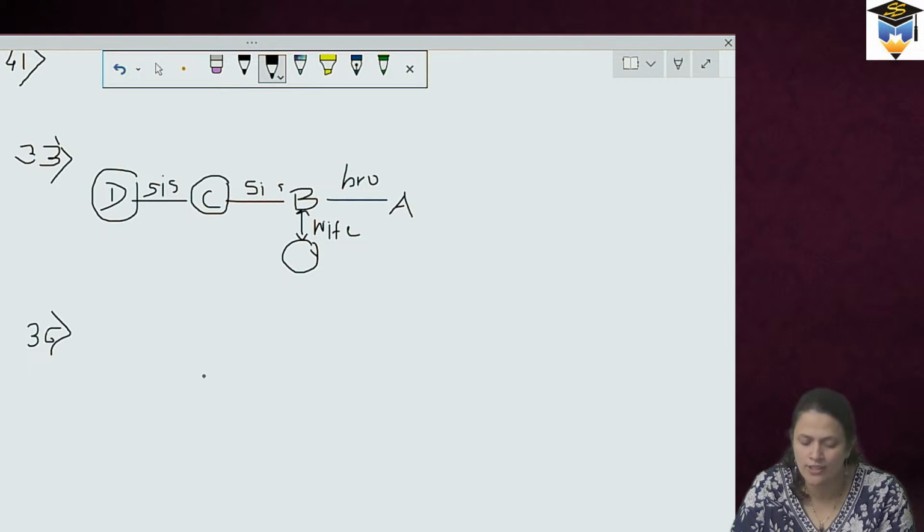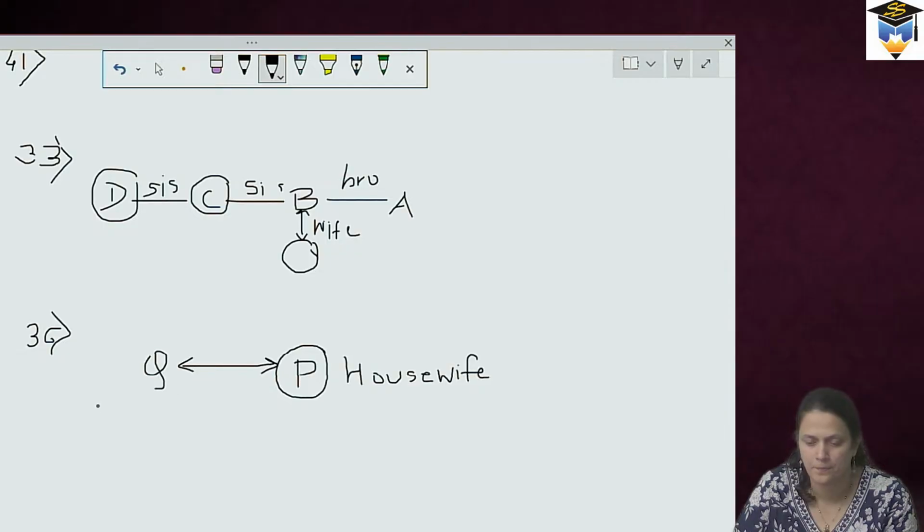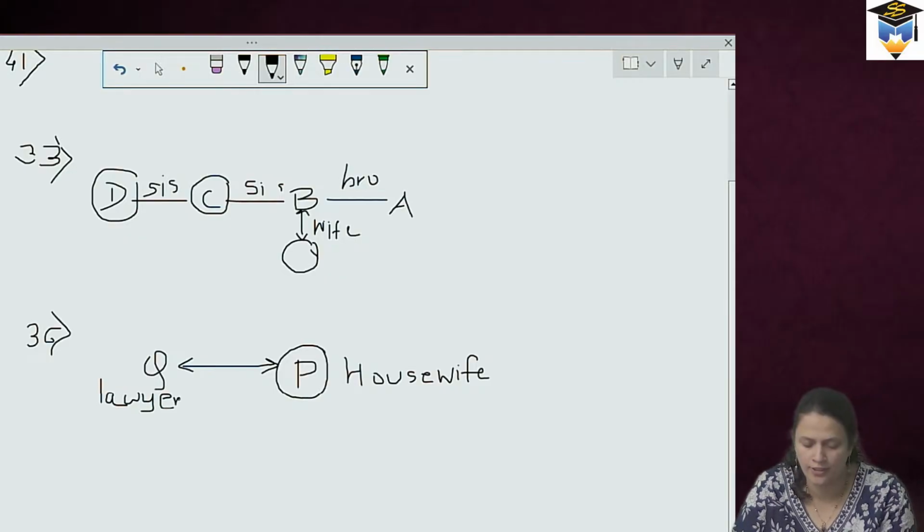Married couple: T, a teacher, is married to a doctor who is the mother of R and U. Okay, Q is the lawyer who is married to P. P has one son and one grandson. So let us start with P itself. Of the 2 married ladies, one is a housewife. So basically P is a housewife, that is given to us. P's husband is going to be Q, who is going to be a lawyer.